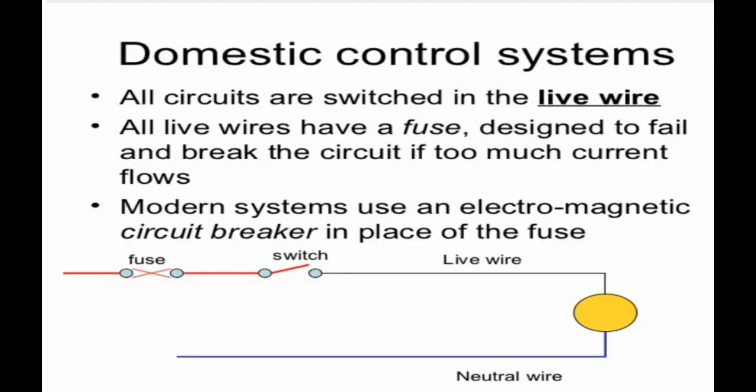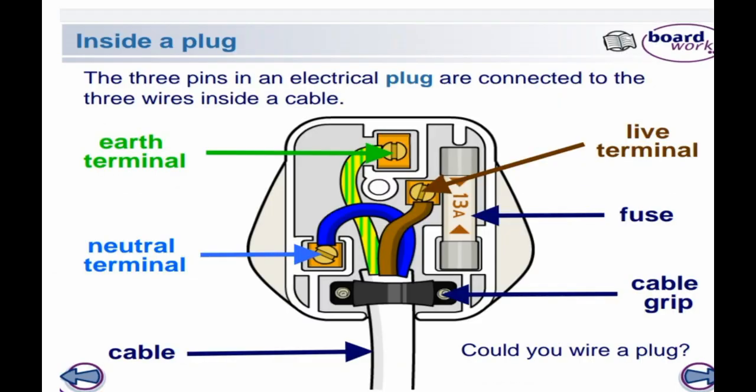Then we will be having a domestic control system. All the circuits are switched in the live wire. As you can see, a fuse and a switch will always be placed on the live wire. The neutral wire doesn't have any fuse or switch. All the live wires have a fuse designed to fail and break the circuit if too much current flows. Modern systems use electromagnetic circuit breakers in place of fuses, which we have discussed earlier.